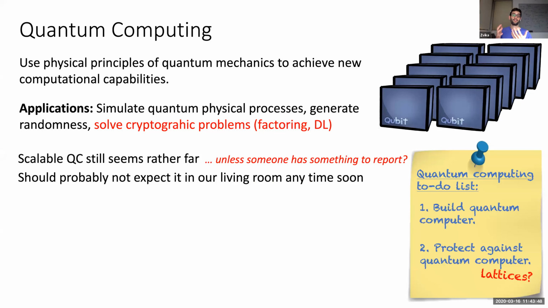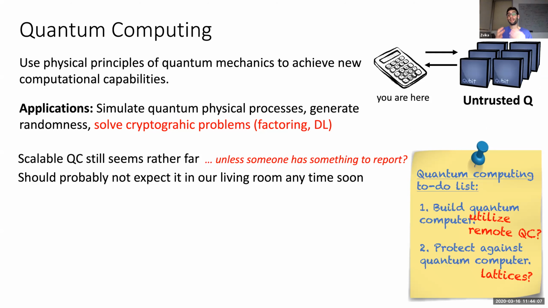So this means that we should not expect them in our living room anytime soon. And when they are built, it's more likely that, at least as the first step, they're going to be owned by, say, big companies, and we're not going to have direct access to them, but rather only access from remote. And this brings up the question of how to utilize a remote quantum computer that is possibly owned by an entity that you don't necessarily trust.